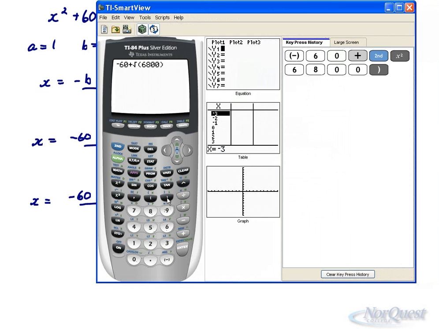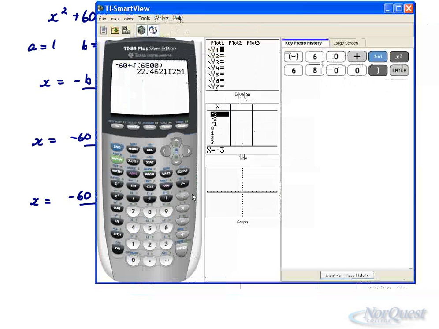Now I tend to hit enter after this stage just so that I work out the numerator. And then I'm going to divide that answer by 2. So divide 2, and I get 11.2 to the nearest tenth as one of those values. So x equals 11.2. There is another answer, so we should punch that one in as well.